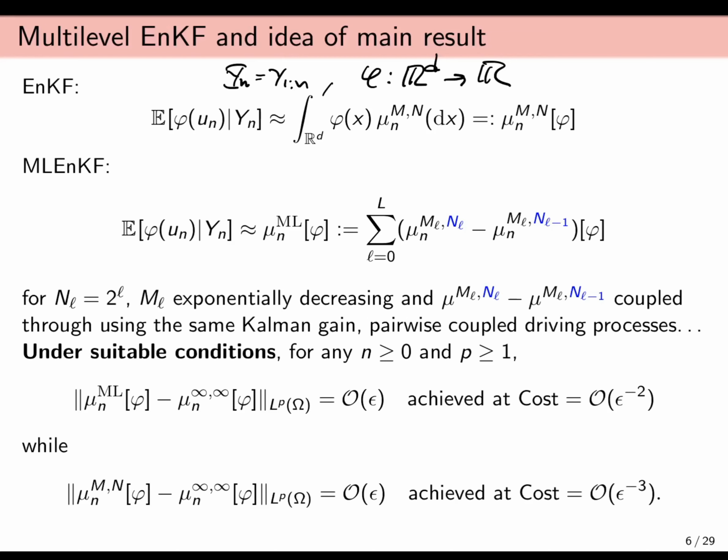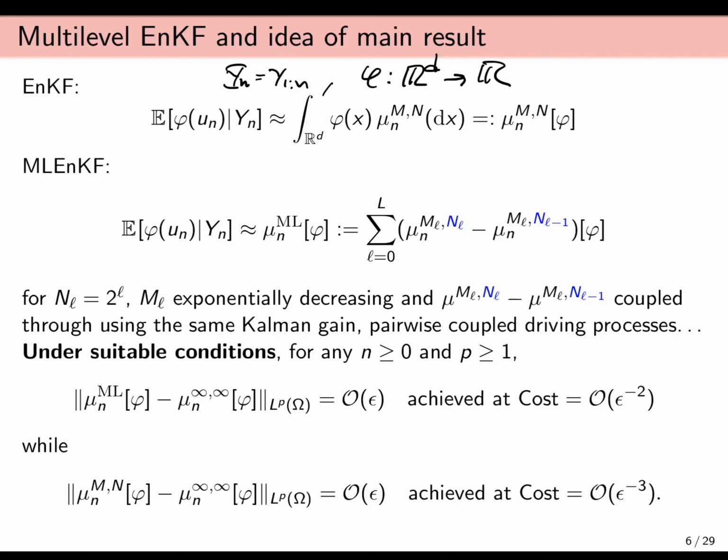And then I have another algorithm, which I haven't said anything about yet, but I use similar notation here. This is my MLEnKF functional applied to my quantity of interest. The MLEnKF estimator is a pairwise coupled linear combination of EnKF estimators, and I will return to how this pairwise coupling works later. So I will not explain anything about it now.